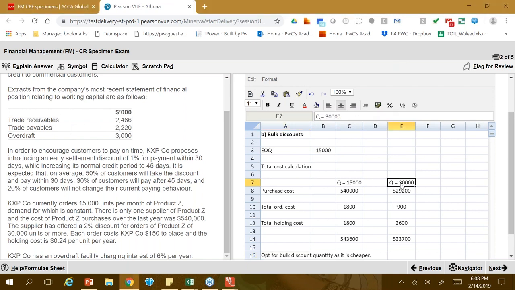The demand is the same in both the scenarios. So our demand is still 180,000. This is just how much quantity we will order. So that doesn't mean our purchase cost will change by much. The purchase cost will still be the old purchase cost, taking off the discount of 2%. This is the quantity to order and not the demand. The annual demand still remains the same.